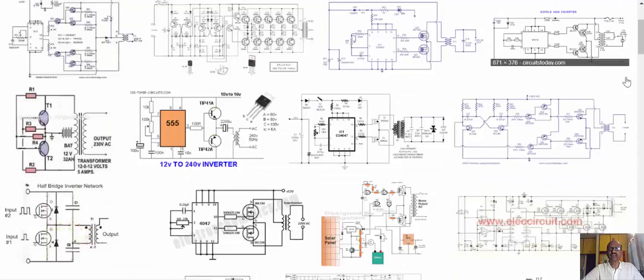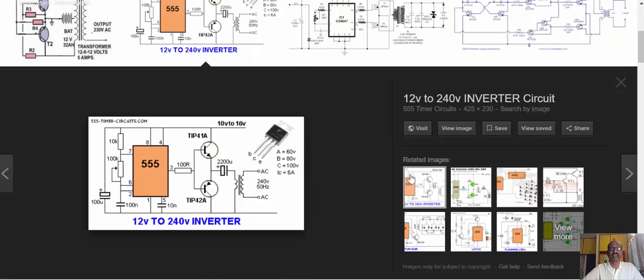Now let's take some other circuit, a circuit of this nature. He is using a 555 timer, and then again certain Darlington transistors, that too complementary, and there is a capacitor in series, and imagine the entire current is passing through this capacitor.